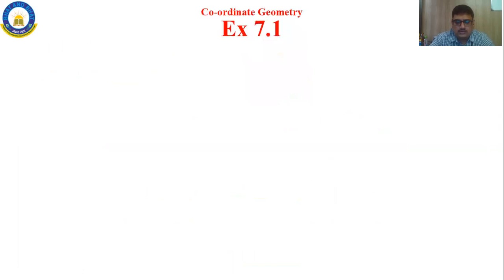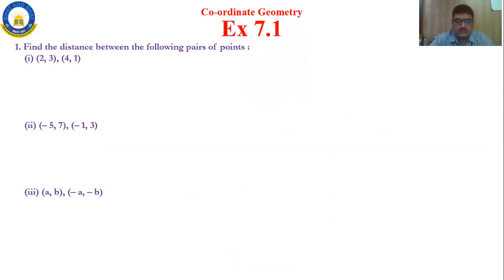So here is your exercise 7.1. First question: find the distance between the following pairs of points. Three questions have been given. First, find the distance between (2, 3) and (4, 1). You have to use the straightforward distance formula.